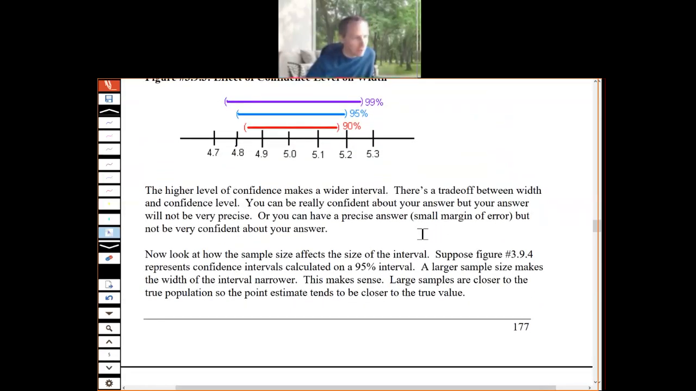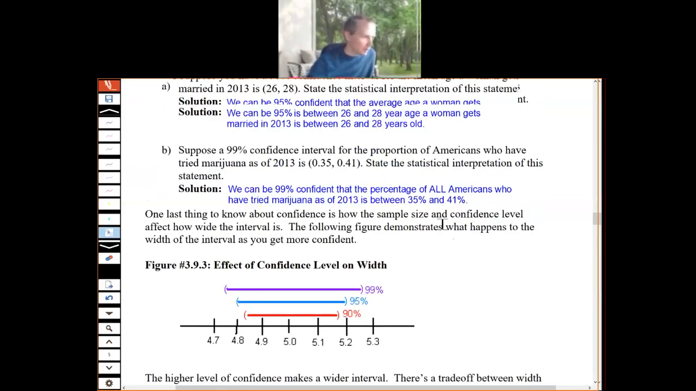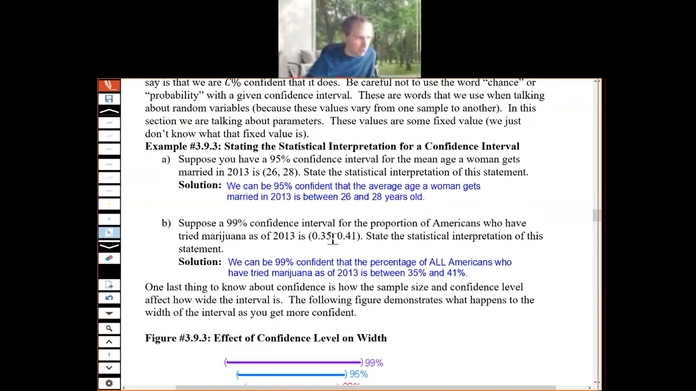If I want to be more confident, then what I get to say is a little bit less precise. If I want to be very precise, if I want that small margin of error, if instead of saying that the percentage of people who smoke marijuana is between 35 and 41%, I want to say it's between 37.5% and 38.5%, that real narrow range, or about 38%, then I would have to be much less confident of my interval. I'd say I'm only like 60% confident that it's in that range.